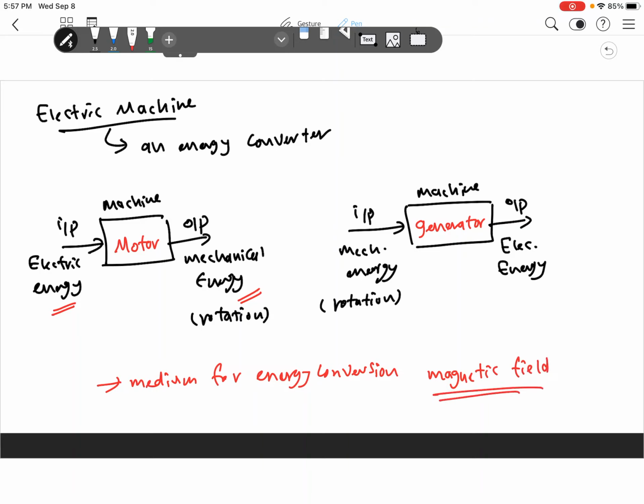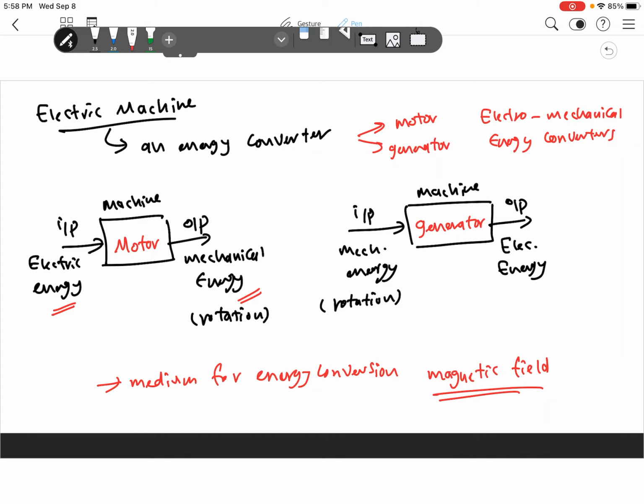So the medium that holds this conversion between electricity to mechanical energy in a motor, or between mechanical energy to electricity in a generator, is your magnetic field. Okay, so these types, the motors and the generators, we specifically call them electromechanical energy converters.